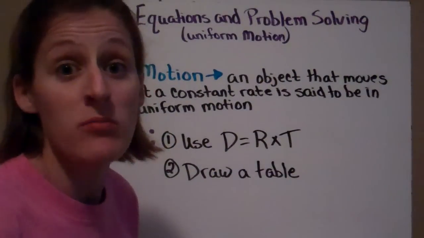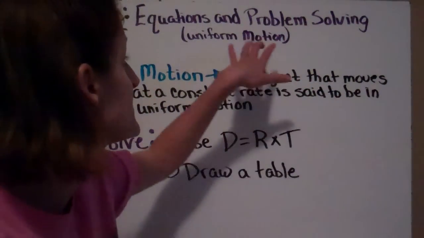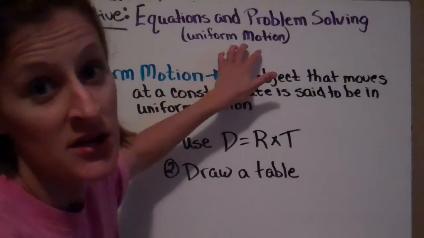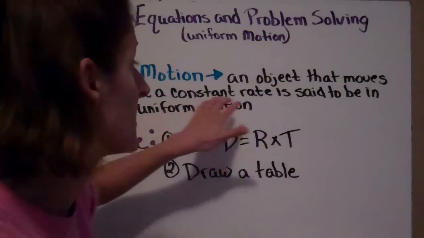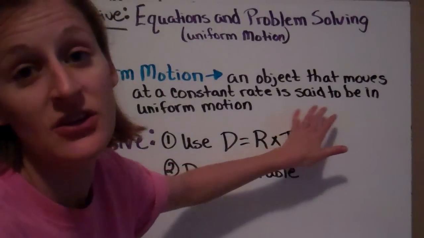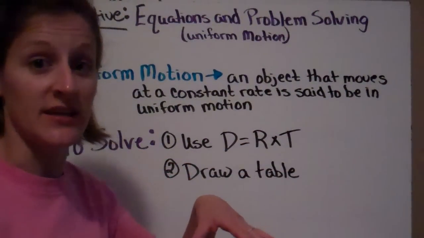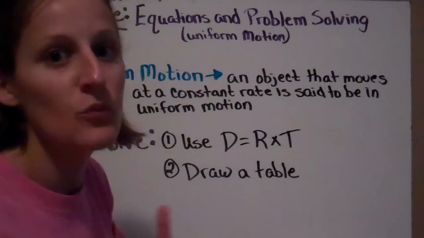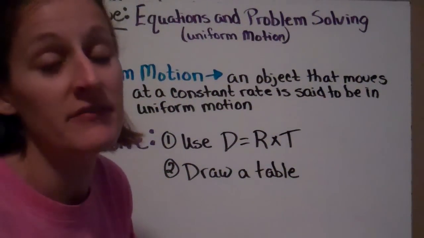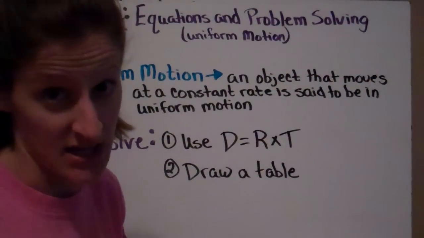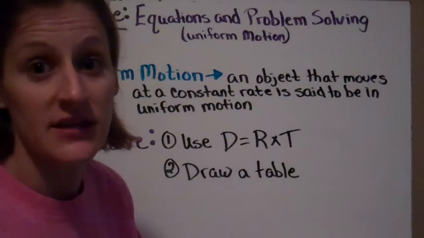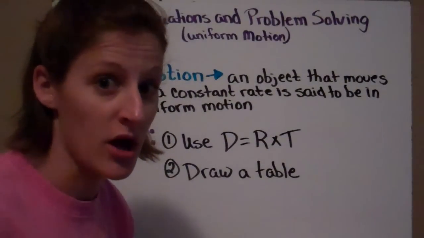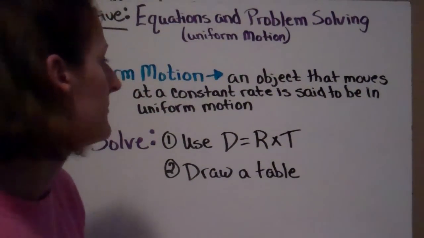We're going to look at problem solving with equations when we're using uniform motion. Now, with uniform motion, this is an object that moves at a constant rate and it's said to be in uniform motion. So basically it's a car moving down a highway or a car driving on the street as long as there's no stop signs and stoplights, or maybe just a boat on a lake. It keeps going, or if you're going for a walk and you don't stop, you're at a constant rate.